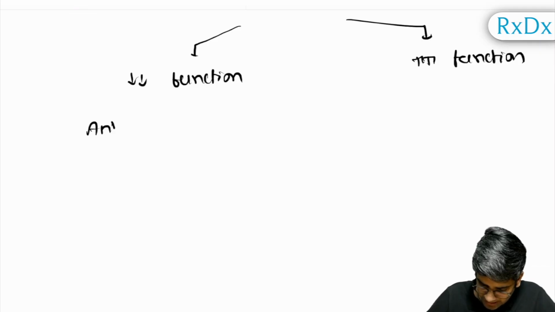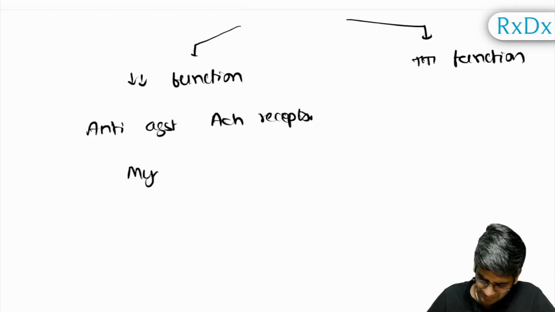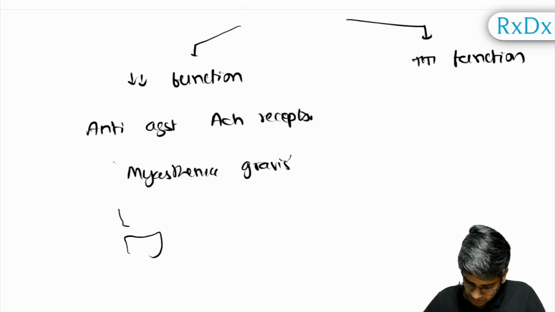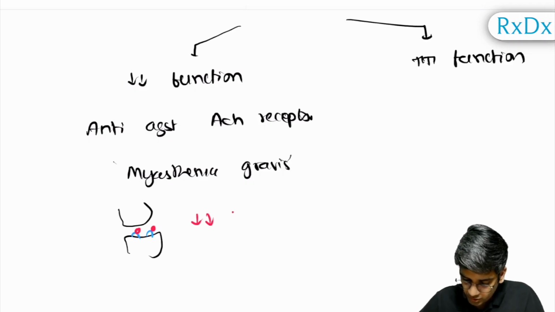So I have antibodies against acetylcholine receptors. I'm sure you know what disease I'm talking about, right? It is myasthenia gravis. When I have antibodies against acetylcholine receptors, it does not destroy the acetylcholine receptors. Let's assume this is my neuromuscular junction. These are my receptors here, acetylcholine receptors. The antibodies go and sit there. When they sit there, they will not let the normal acetylcholine come and bind. So there will be reduced function in the neuromuscular junction.